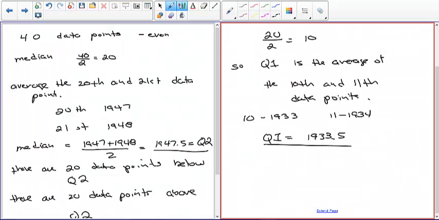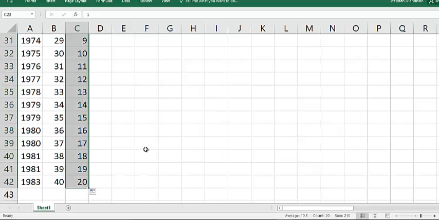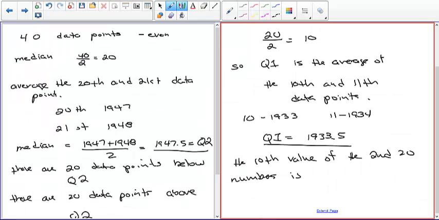So that's what I'm going to do. So what we can say is the 10th value of the second 20 numbers is, I already forgot what it was, 1975, and the other one's 1976. Okay, so that's 1975.